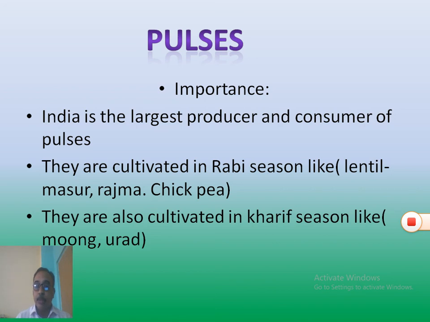Now, pulses can be cultivated both in the Rabi as well as in the Kharif season. So, in Rabi season, we have lentils like masoor, rajma, chickpea, and in the Kharif, we have moong, urad. Now, these are the local names. Obviously, in India, we refer to pulses as dal. So, moong dal, urad dal, rajma, masoor dal. These are cultivated in the Rabi as also in the Kharif season.